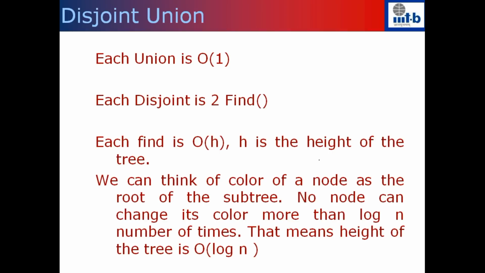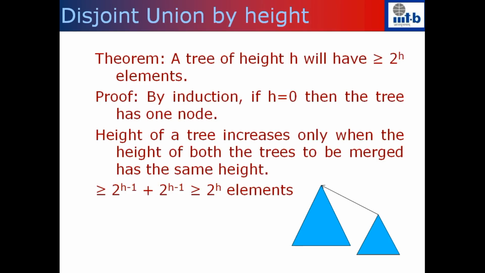So if you want to increase the height, let's say h is the height of the subtree. When you want to increase the height by 1, you have to add a subtree to the tree, right? That means you have to change the parent pointer of one of the nodes. But you know that the number of times color changes can happen is only order log n. That means that the height of the subtree cannot be more than order log n. Similarly, we can prove the other case, where we do union by height, by a similar argument.